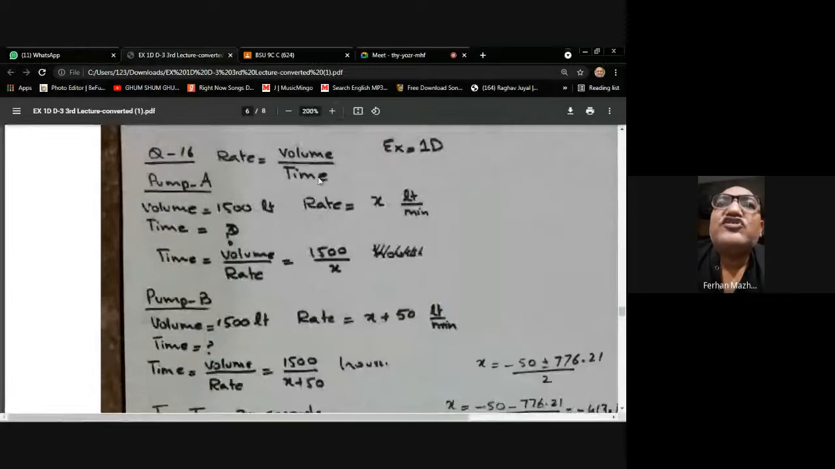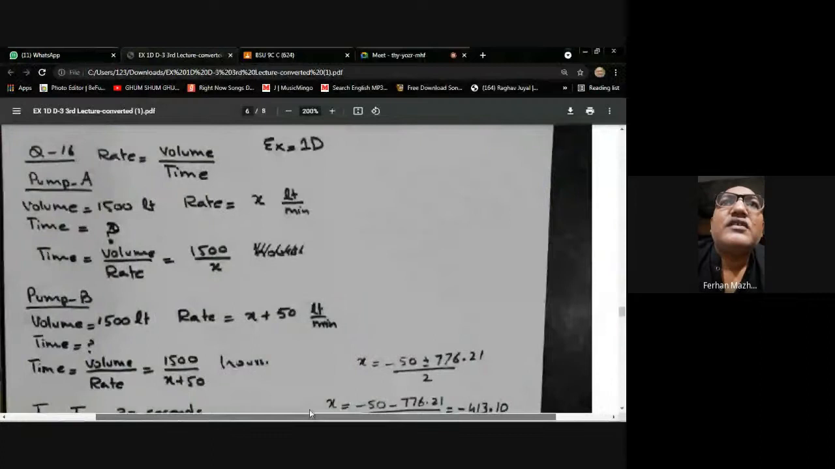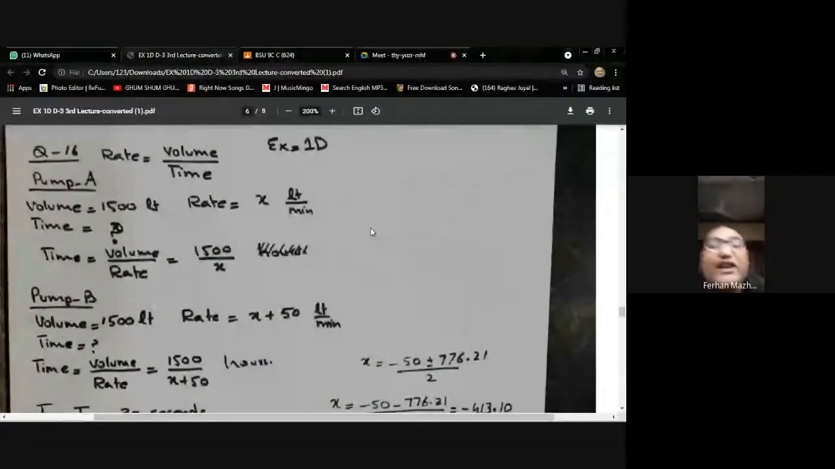One thing which is new for you all is this terminology, in question number 16: rate of flow. Rate of flow is equal to the volume divided by the time taken. So if you want to find the time taken, that will be equal to volume divided by the rate of flow. For pump A, the volume it has to fill is 1500 liters and the rate is x liters per minute. So how much time will it take? The time is volume divided by rate, so it will be 1500 divided by x, and that will be in minutes. By mistake I wrote hours here, but this is in minutes.